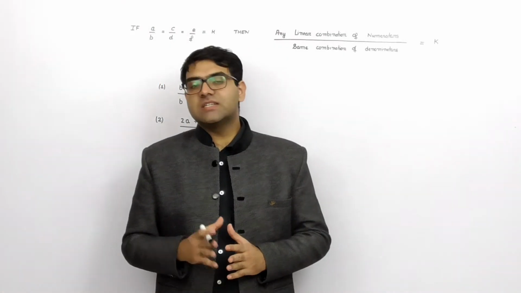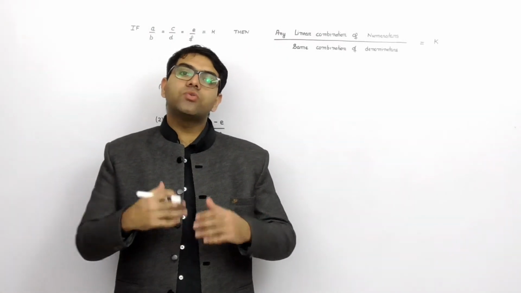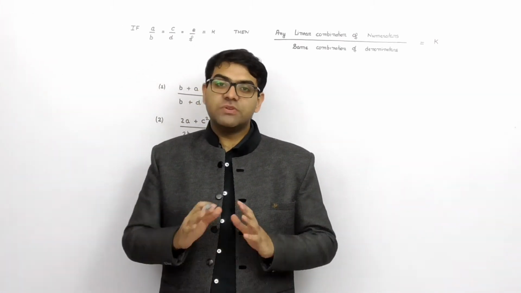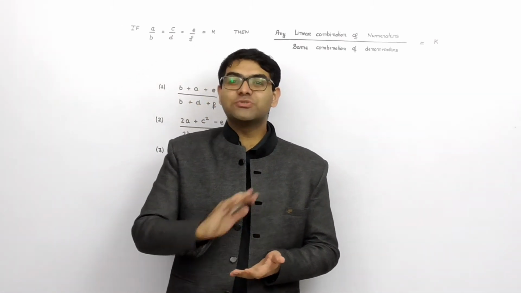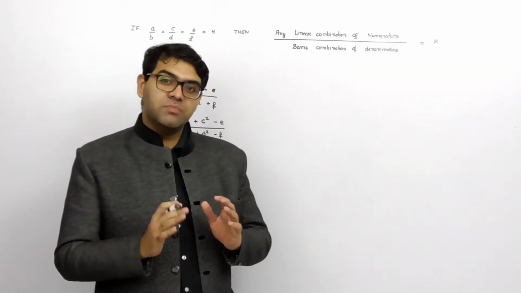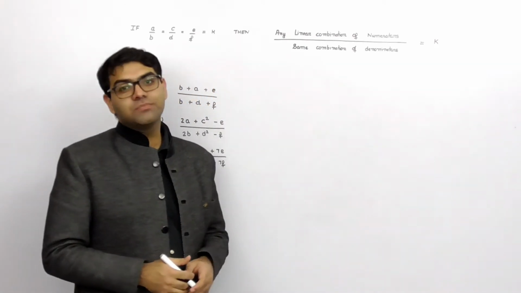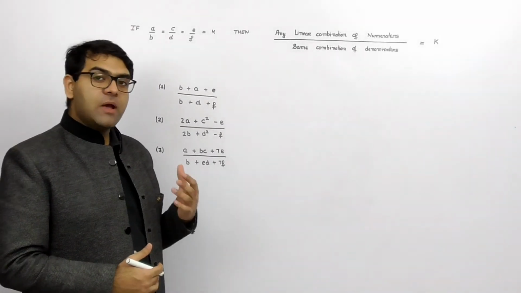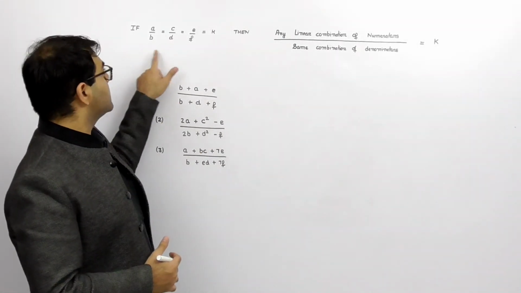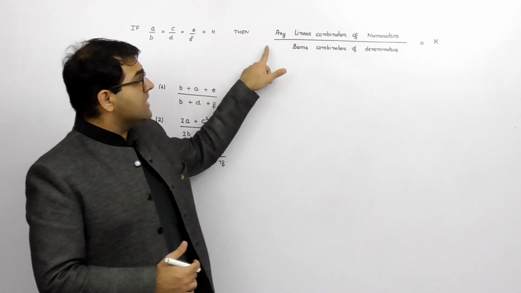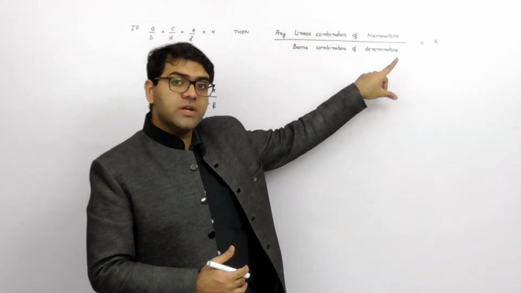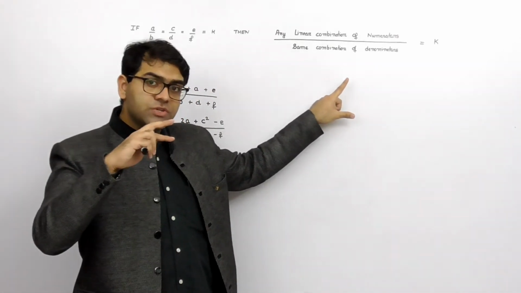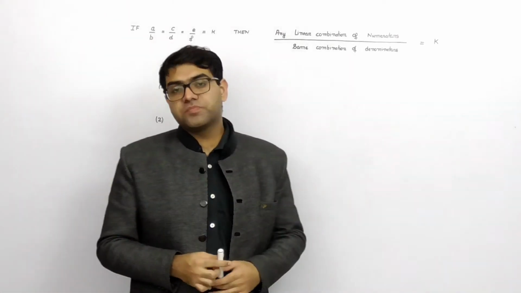In the last set of examples, we learned how to apply law of equal ratio. In these set of examples, we will learn where law of equal ratio does not apply. Before we delve into these three examples, we need to reiterate what my law of equal ratio states. My law of equal ratio states that if this thing holds true, then any linear combination of numerators divided by the same combination of denominators, ये जो ratio बनेगा ये हमेशा K देगा.